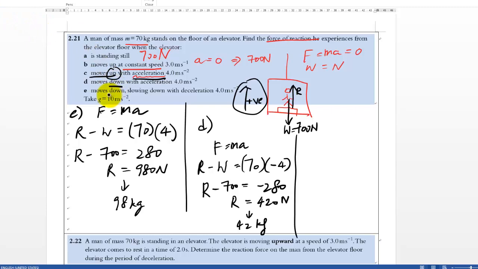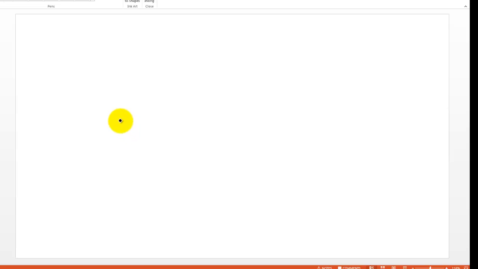Part E. Part E said it is moving down, but with deceleration. So you have to understand what it actually means by moving down but with deceleration. In our case, we define upward as positive. So moving down in itself is negative, but deceleration itself is also negative. So this is like a double negative. So for part E, acceleration will actually be negative times negative 4, which simply means positive 4. So it will be the same case as in part C. Then you just repeat the whole thing and you should find once again that R would be 980 N again.